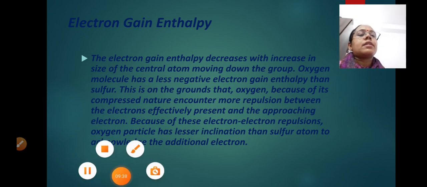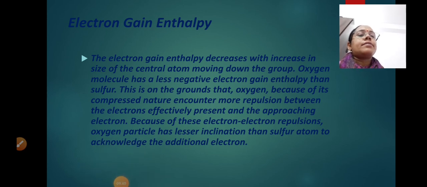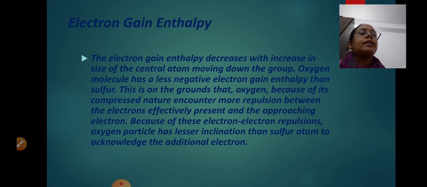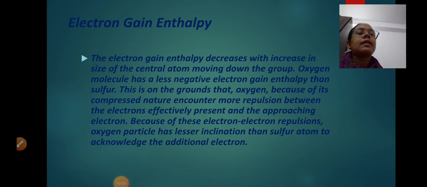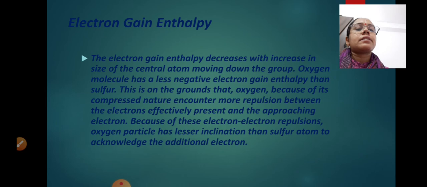So these are the important physical properties of group 16 members. You know there are 5 elements present in group 16: oxygen, sulfur, selenium, tellurium, and polonium. These are the 5 members of group 16, and we have discussed their physical properties. Rest we will discuss in the next class.